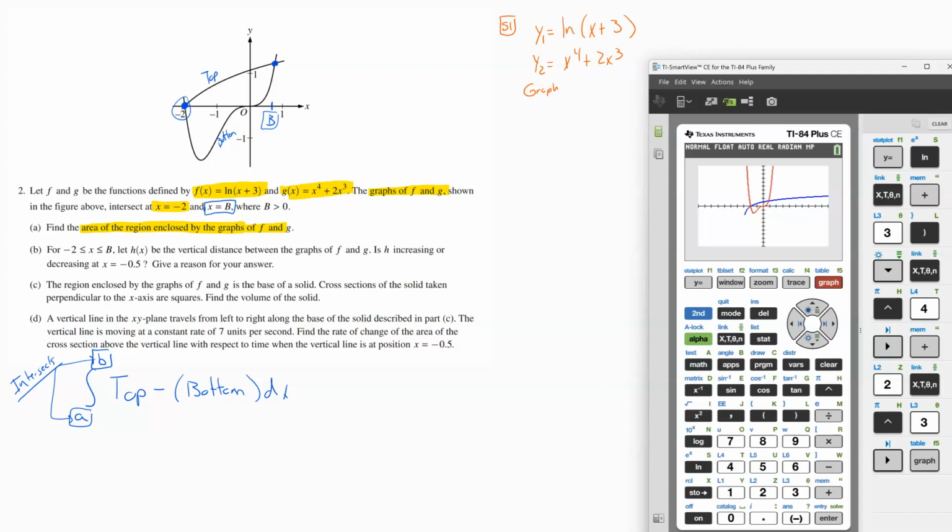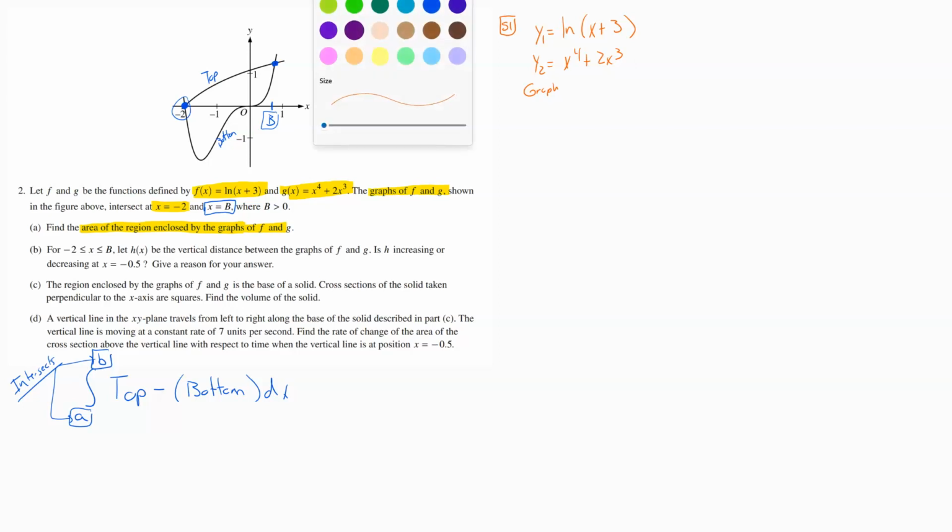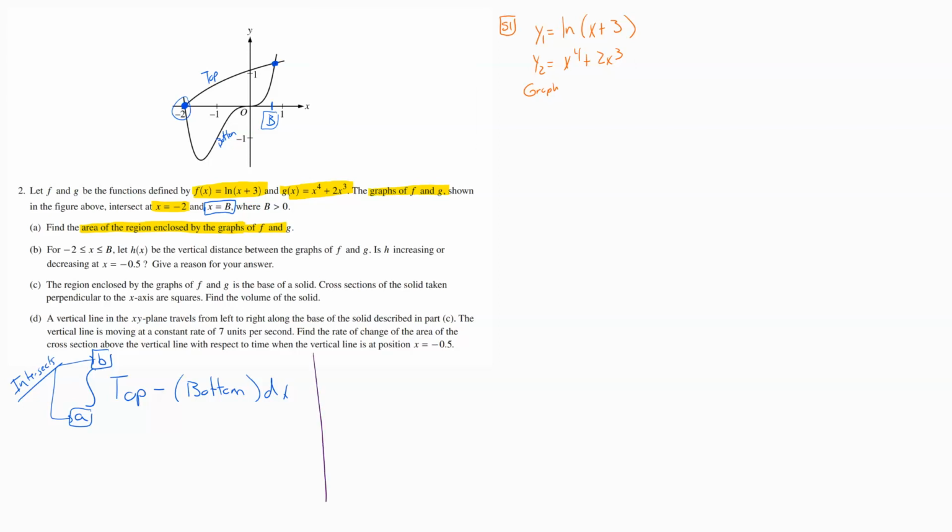We graph it, and now I can see very clearly the blue graph is the top graph. That was our natural log graph. And the bottom graph is that red graph, which is the x to the 4th. So I start setting up my integral over here. I'm going to start putting my pieces into the right places. So the top function was that first graph, the natural log of x plus 3.